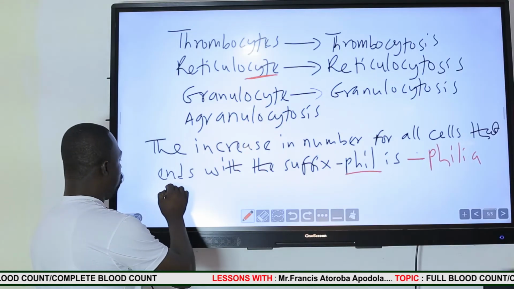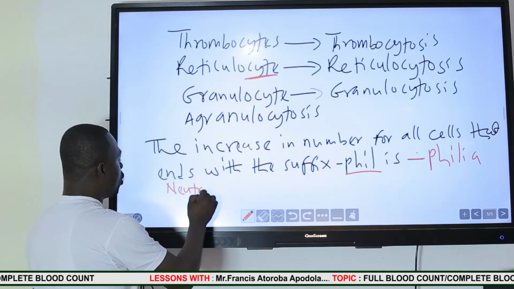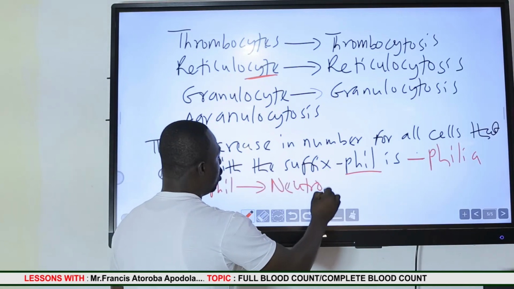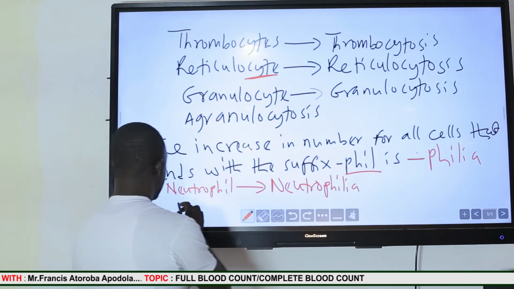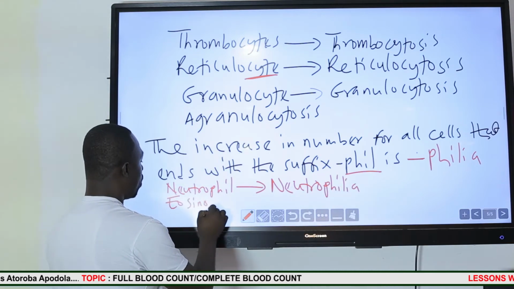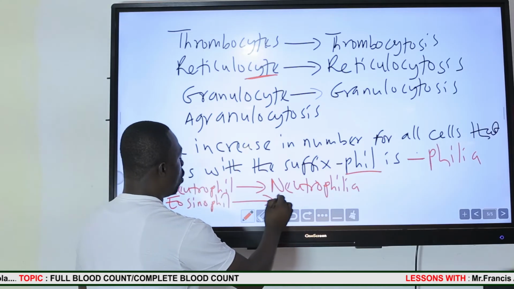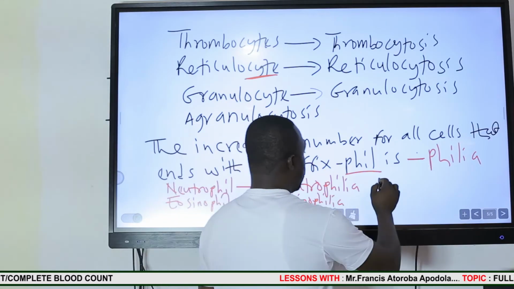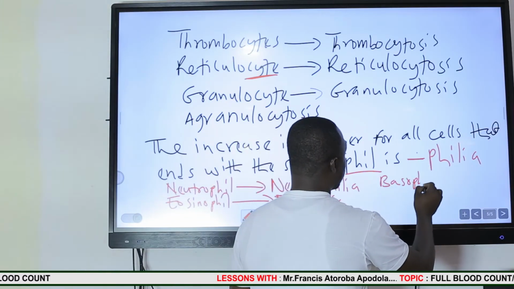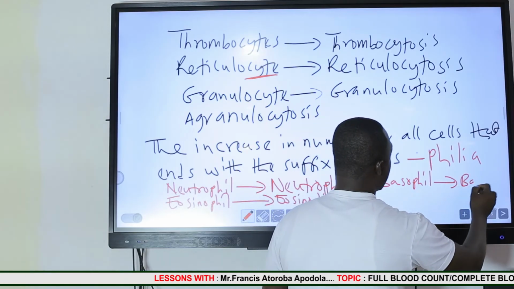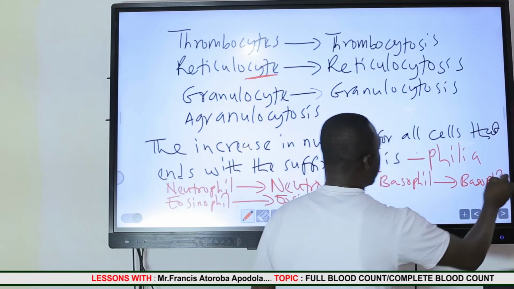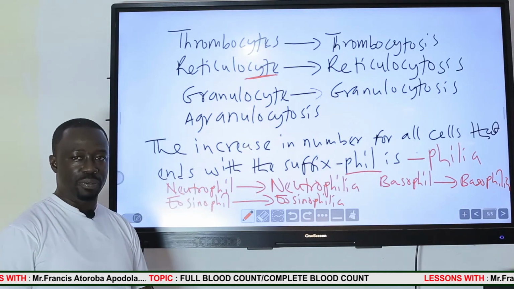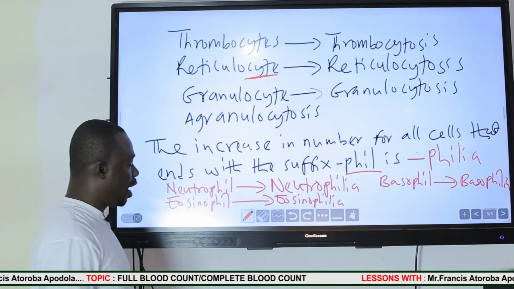So take for instance, if we take neutrophil, the increased number of neutrophil will be called neutrophilia. Eosinophil will be called eosinophilia. Basophil is called basophilia. So that is it. Once the cell name ends with phil, then the increased level would end with philia.